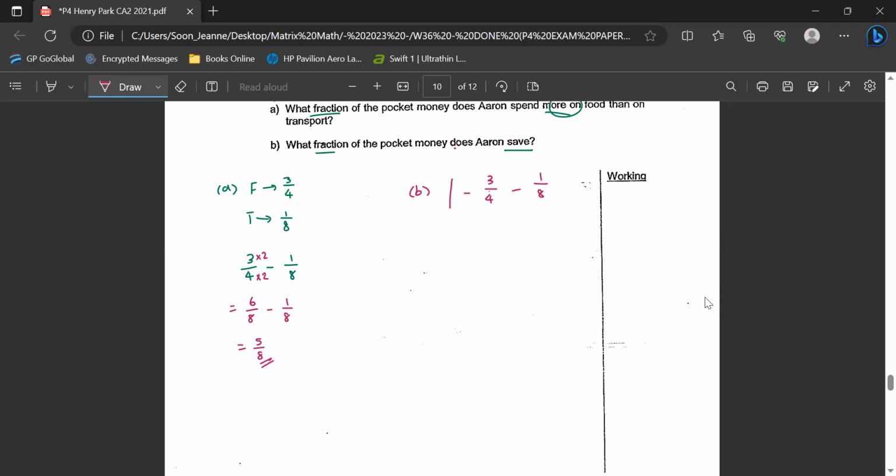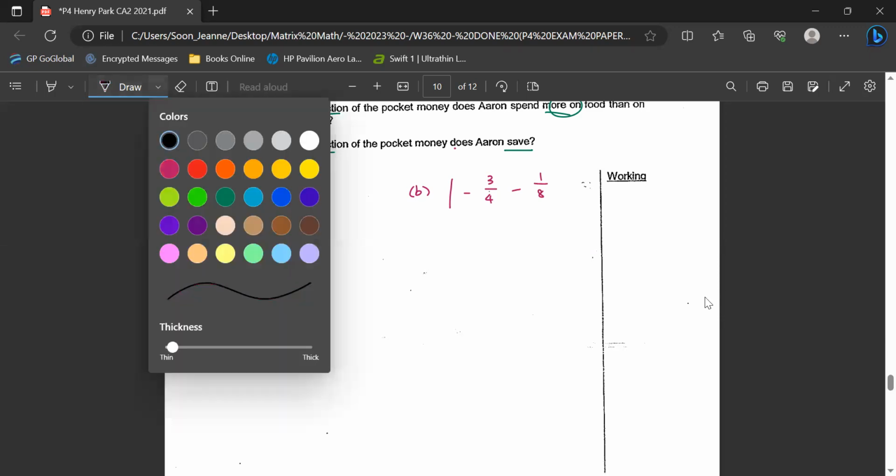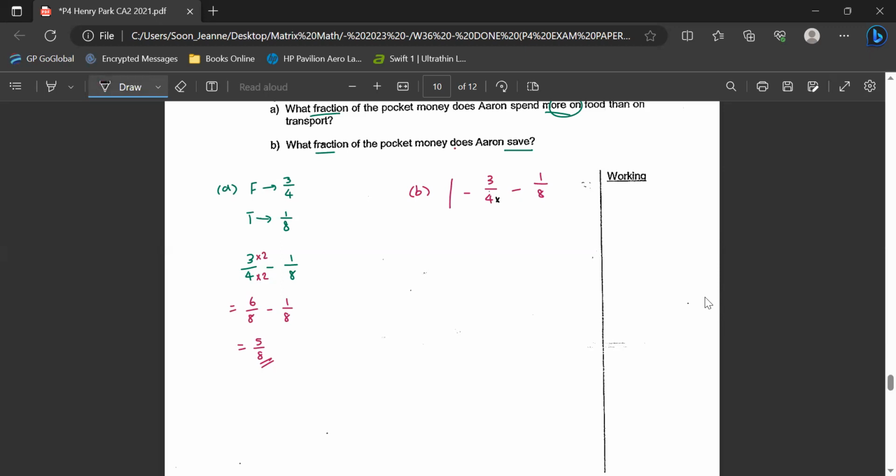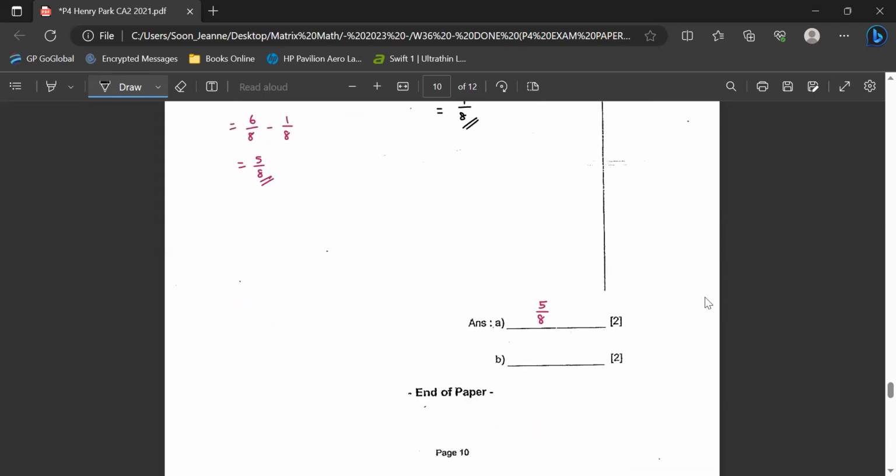Like I said, we need to change the denominator. So this will be changed to a denominator of 8, times 2. Remember, 1 whole is actually 8 over 8 because the denominator is 8. Minus 6 over 8, minus 1 over 8. Your answer will be 1/8. This is the fraction of the pocket money that he saved. So just write down 1/8. Okay, and we are done.